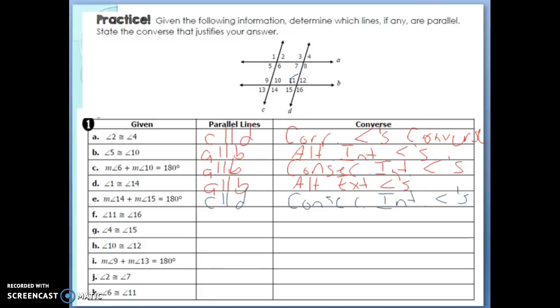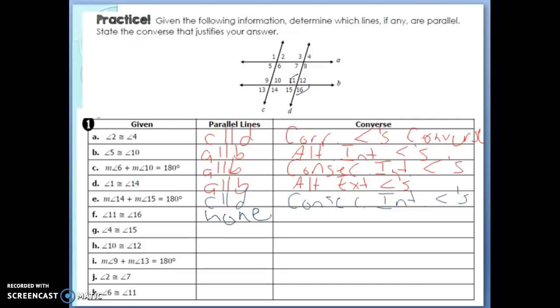Angle 11 is congruent to angle 16. How do we know that from the picture? Well, they are vertical angles, so they're congruent. We can say that. But vertical angles doesn't prove that anything is parallel. It just says that those angles are congruent. We don't have to have parallel lines to say that these things are true. So, because of that, this is a none. None apply.